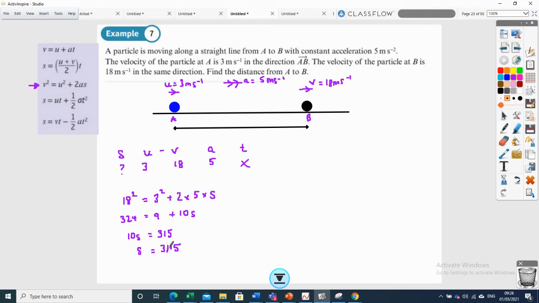Remember your units, it's distance, and the distance in this question is meters because we're working in meters per second for the velocity, 31.5.